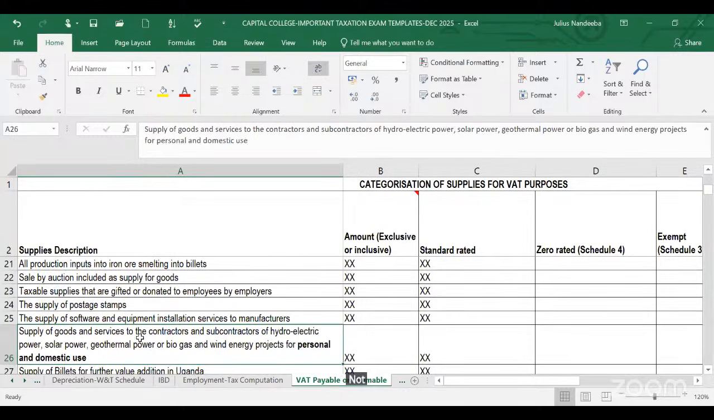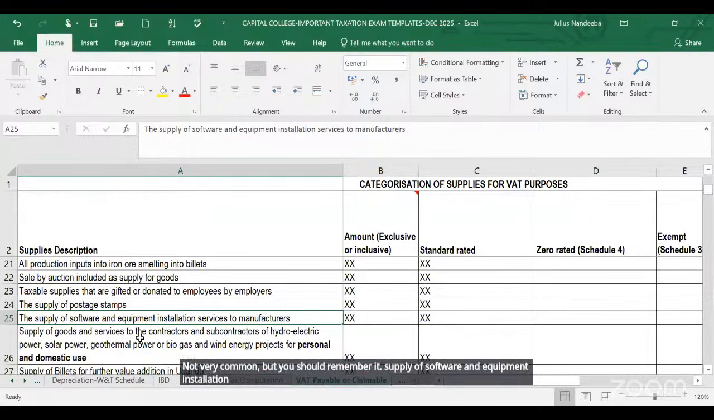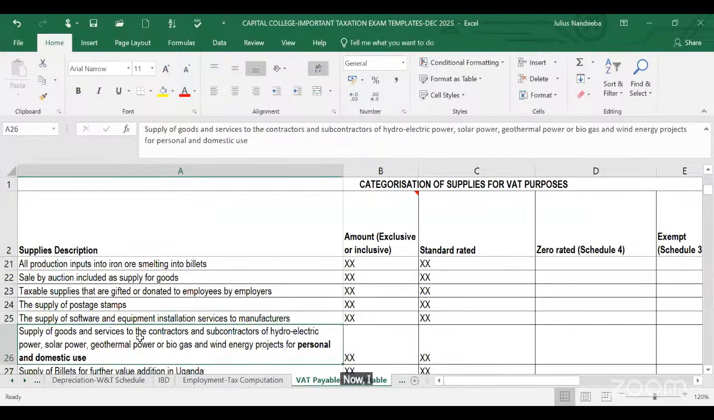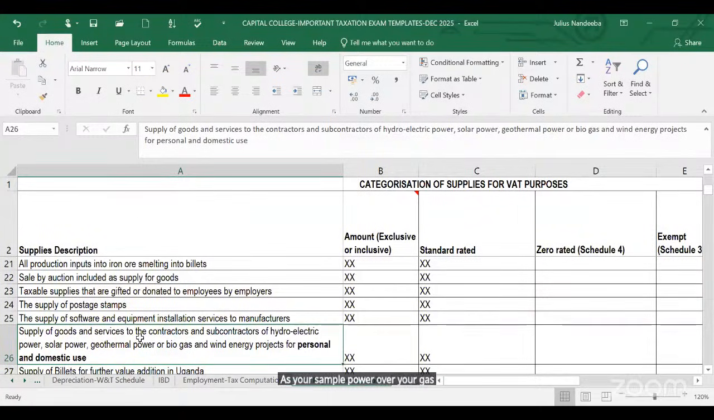Not very common, but you should remember it. So, supply of software and equipment installation, services manufacturers. Now, I want you to see this next item, which says supply of goods and services to contractors and subcontractors of hydroelectric power, solar power, geothermal power, or biogas and wind energy projects. If I stop there, and I have not added for personal use, that supply becomes exempt. But the moment it is for personal use, if you supply to these guys and it's for personal use, it becomes standard rated.